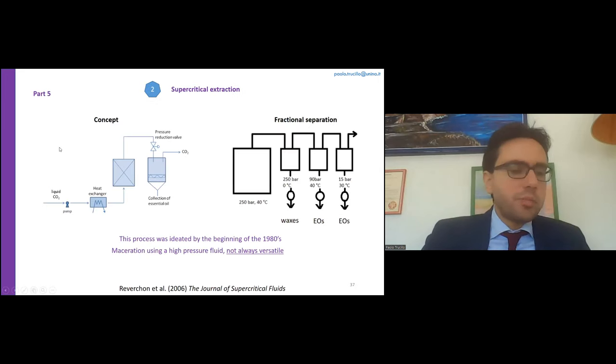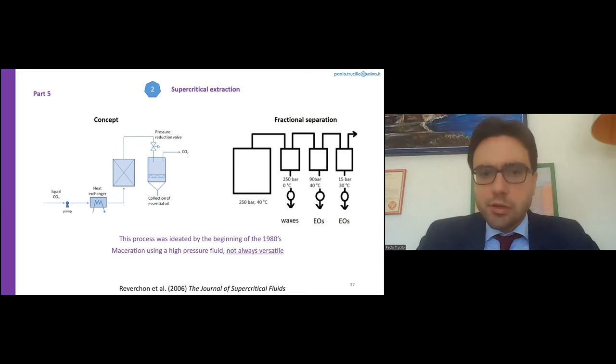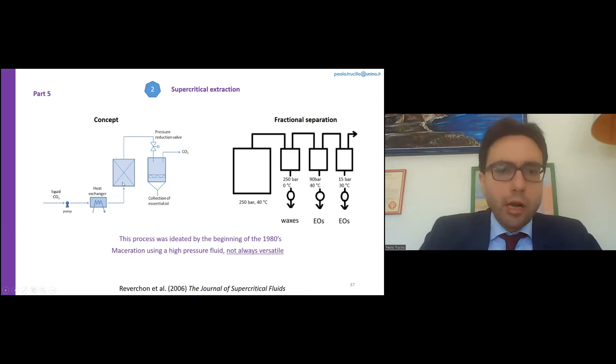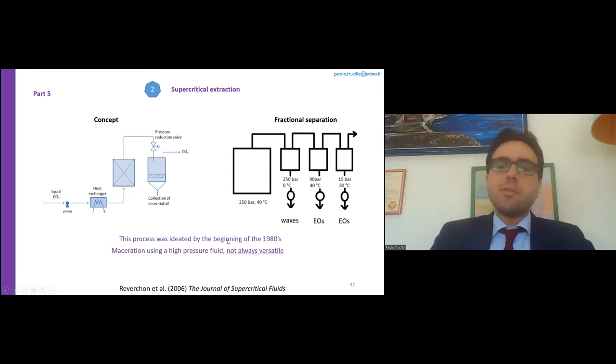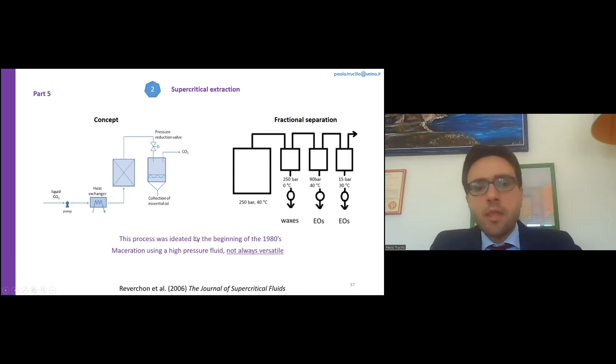So, for example, it is possible to use supercritical assisted processes that are characterized by carbon dioxide in supercritical conditions that, alone or together with other co-solvents, can extract essential oils, and then they can be expanded in order to collect them. However, in these cases, we can also have waxes in our processes, so we can upgrade this process with fractional separation. We first make a first elimination of waxes, and then with intermediate expansion, we can selectively separate essential oils. However, those processes are not always versatile.